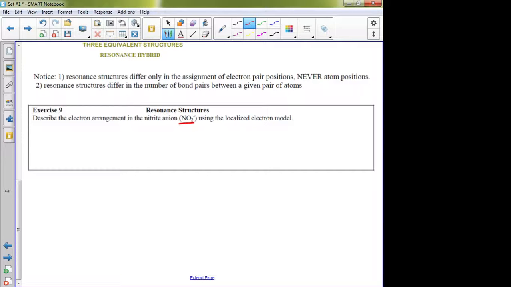So how many valence electrons are in nitrogen? 5. Plus how many are in oxygen? 6. I'm going to multiply that by 2. And then because it's negative, I'm going to add 1. So 5 plus 12 plus 1 is 18. If I divide that by 2, I get 9. So I know I should have 9 pairs of electrons when I draw this.